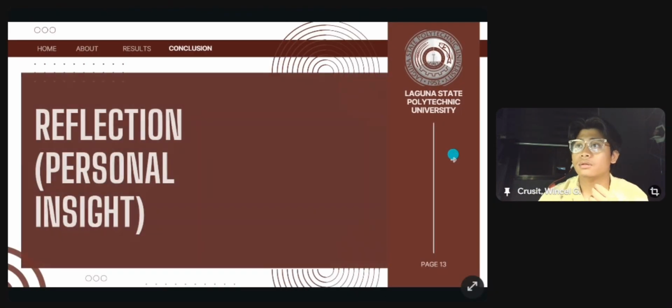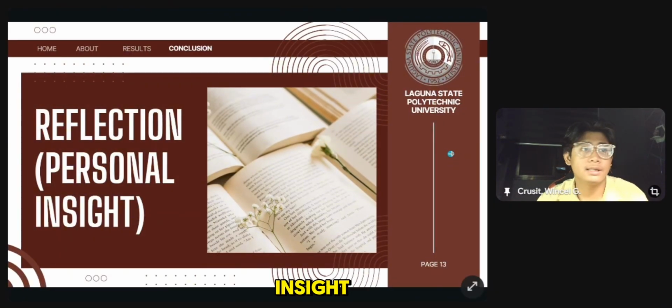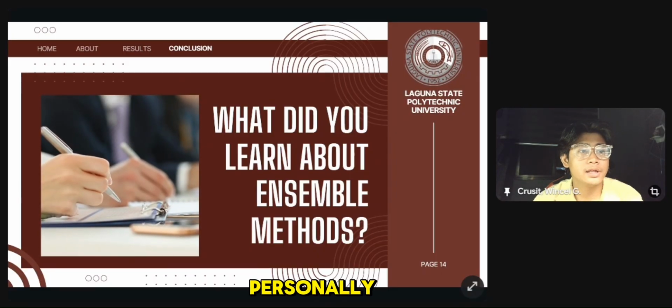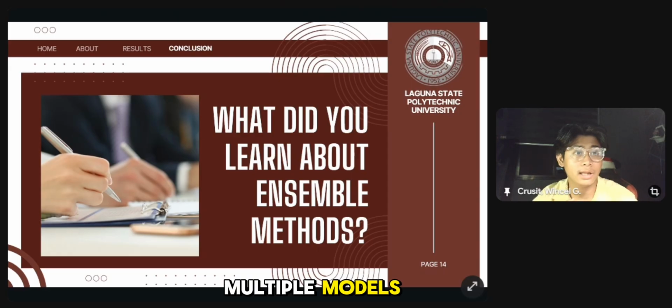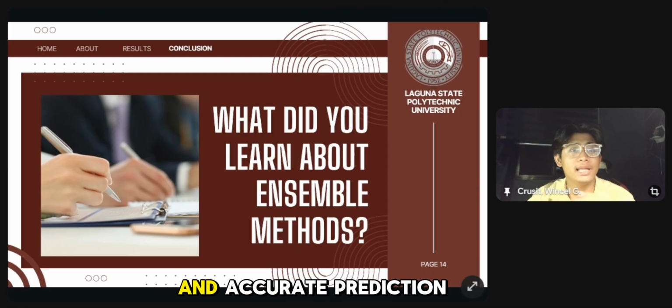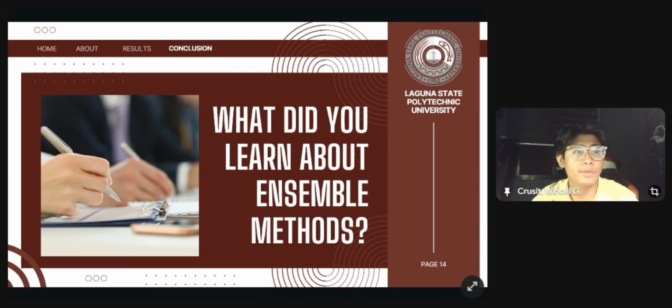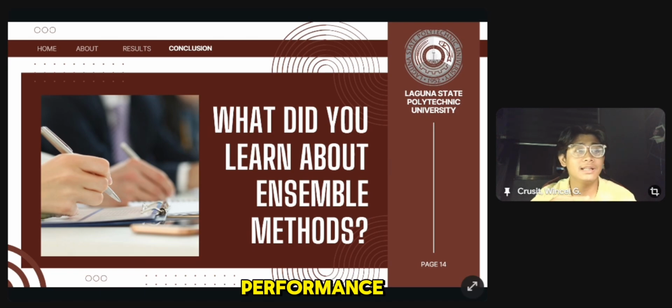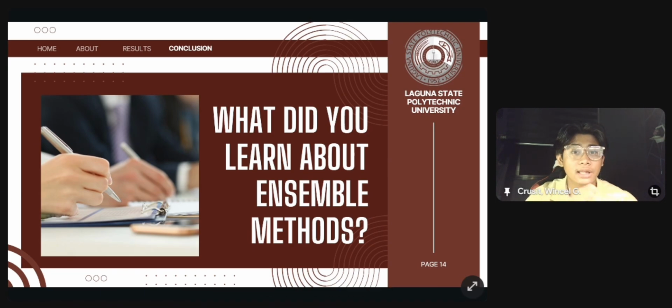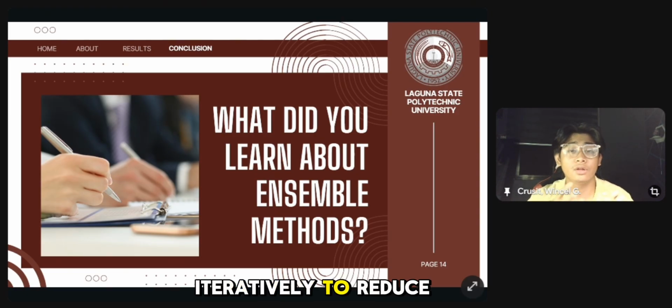And last one is the reflection and personal insight. Before I end, I want to share what I personally learned. It says, what did you learn about ensemble methods? So I learned that ensemble methods are really powerful because they combine multiple models to produce a more stable and accurate prediction, especially in complex problems like earthquakes where data is noisy. Ensembles help reduce variance and improve performance significantly. What the researchers did in this study, they used boosting iteratively to reduce the noise.